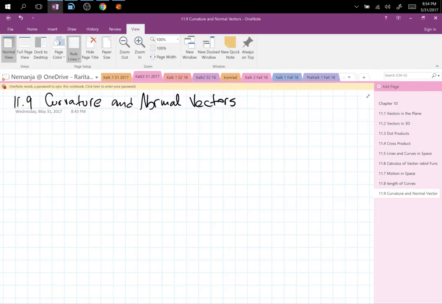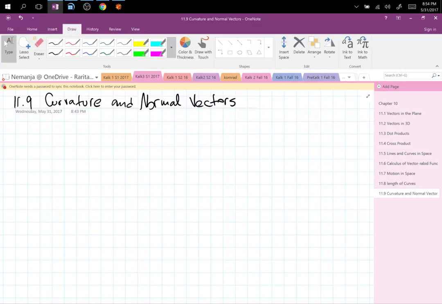Hello and welcome back to Calculus 3, with section 11.9. I can't speak today, so I'll just mime the whole thing, and let's see how that works. The idea is to learn about curvature.